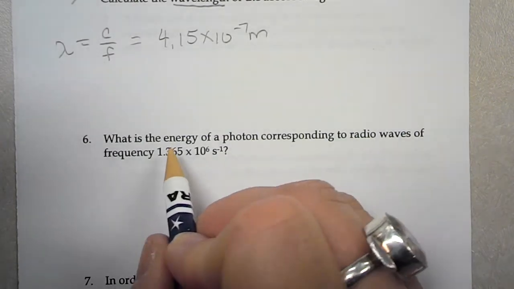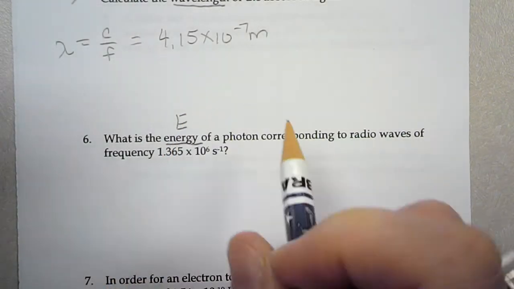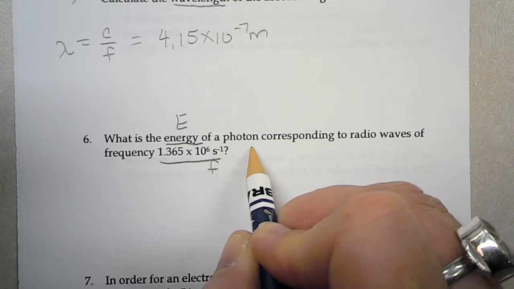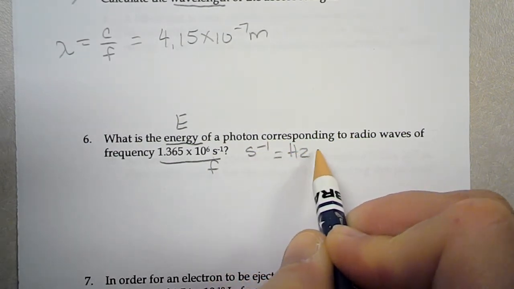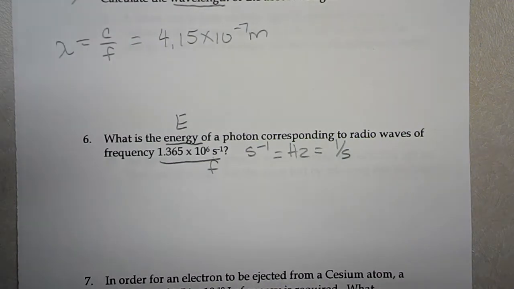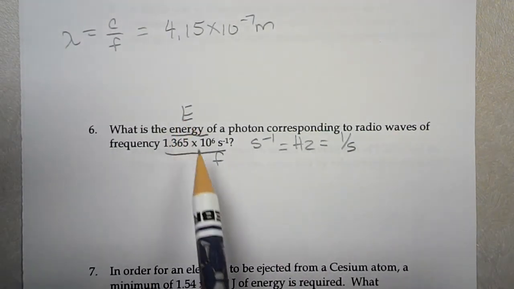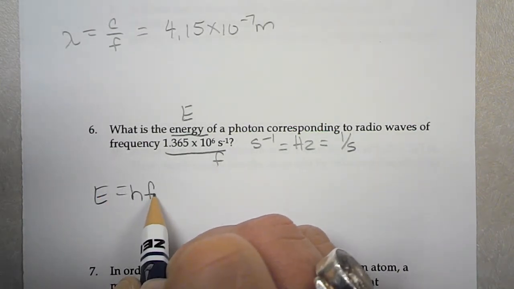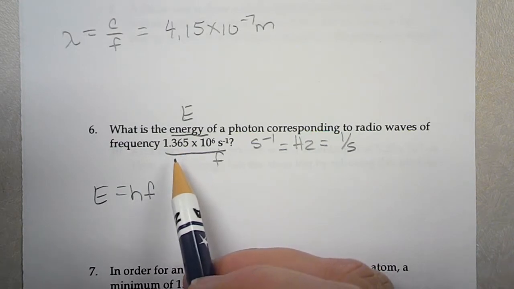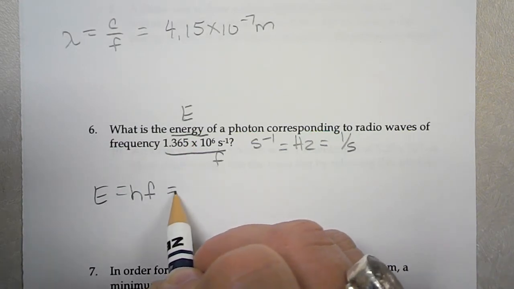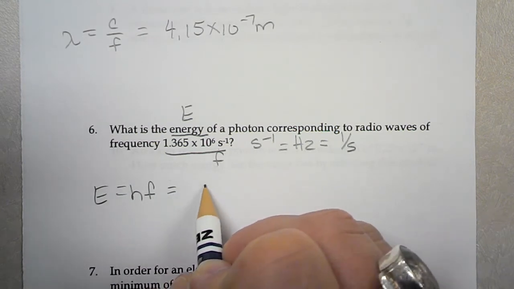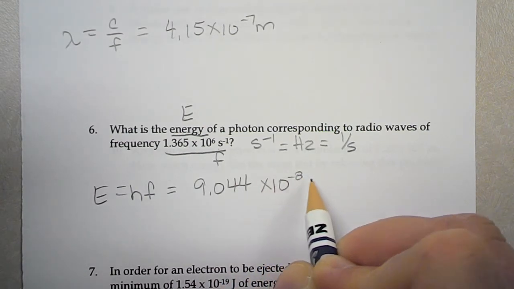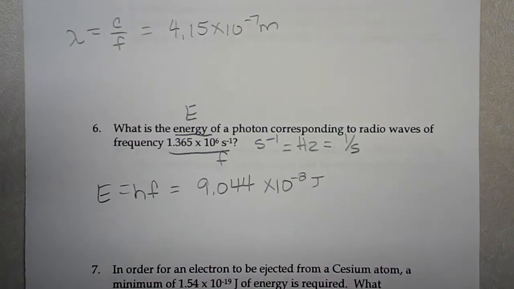All right, what is the energy of a photon? So we're looking for energy corresponding to radio waves frequency. So here's my frequency. Remember, per second is equal to hertz, which is equal to 1 over seconds. So they're all the same. So now I'm looking for a formula that has energy and frequency in it. When I look at my chart, energy is equal to Planck's constant times frequency. So you're going to take this number and multiply it by Planck's constant. And whenever you're done, you're going to have to round it to 4 significant digits. 9.044 times 10 to the -8 joules, and that's energy.